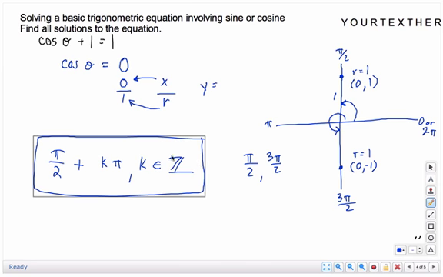I want you to think about that again. If k is 0, then I get pi over 2. If k is 1, I get pi over 2 plus pi, which gives me 3 pi over 2. That gives me this value. If k is 2, I get 2 pi plus pi over 2, which goes all the way around and back to this point again. And it's just going to keep giving you these intervals.